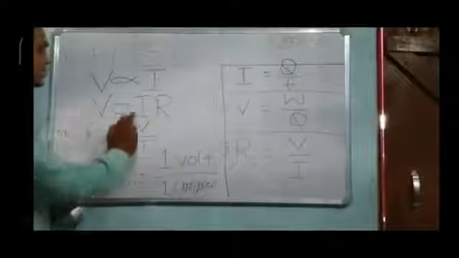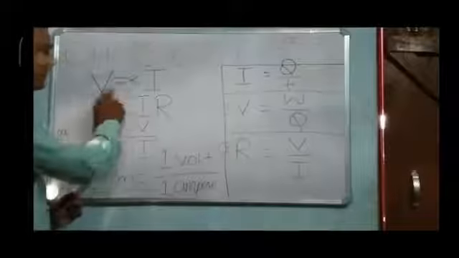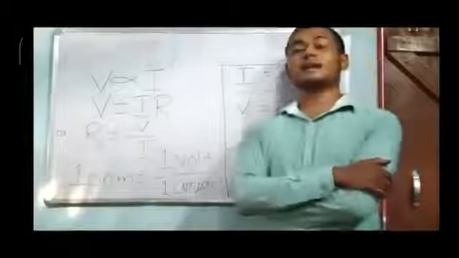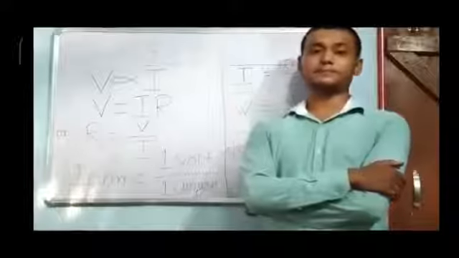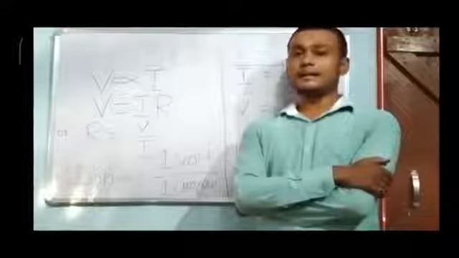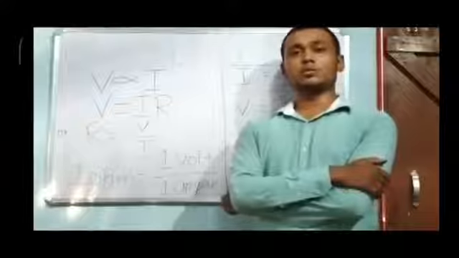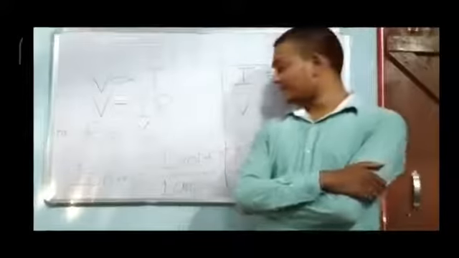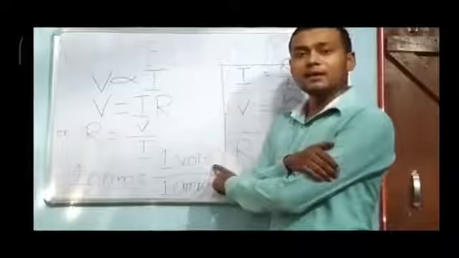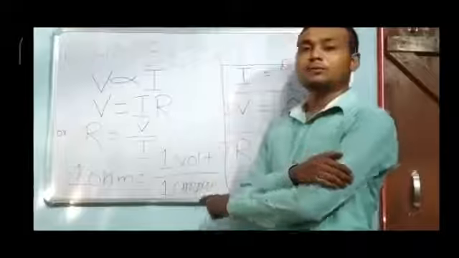See, Ohm's law: V is directly proportional to I. Now V equals IR. When we remove the proportionality sign and add a proportionality constant, we get the formula of R, which is R equals V upon I. So when we say that in a current carrying circuit there is 1 ohm of resistance, it means that 1 volt of potential difference across two terminals of that circuit and 1 ampere of current flow through it.